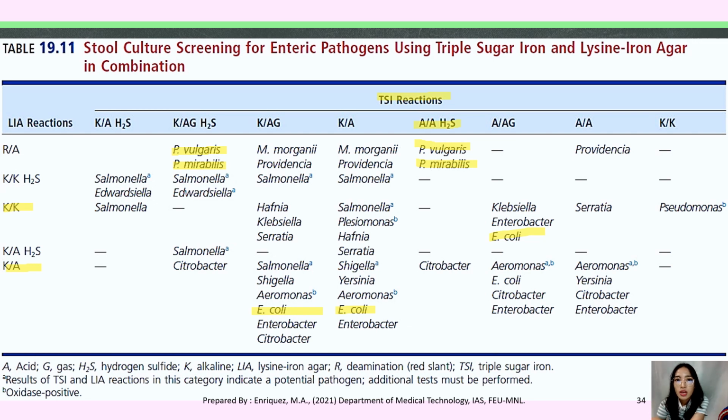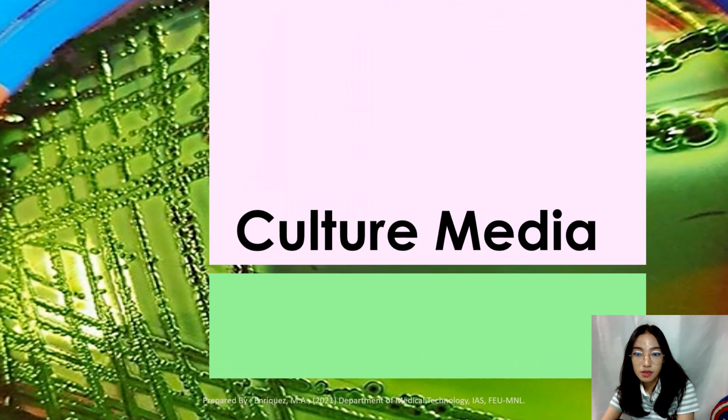So, we really need to get to know each organism, not just based on their biochemical test results, but also based on their own unique characteristics. That is, what diseases they cause, what they look like on different culture media, and other stuff like that. Speaking of different culture media, let us now quickly go through the different culture media in the laboratory diagnosis of Enterobacteriaceae.